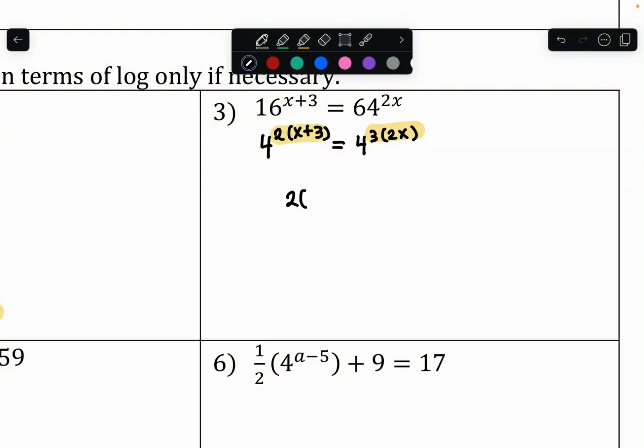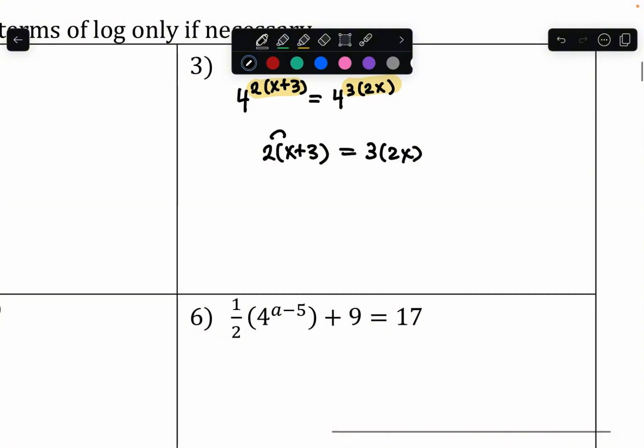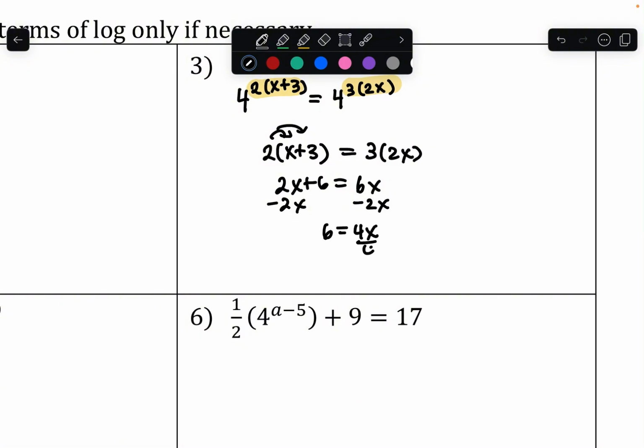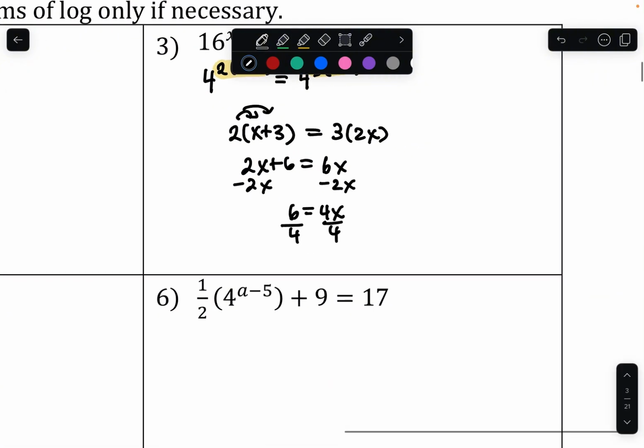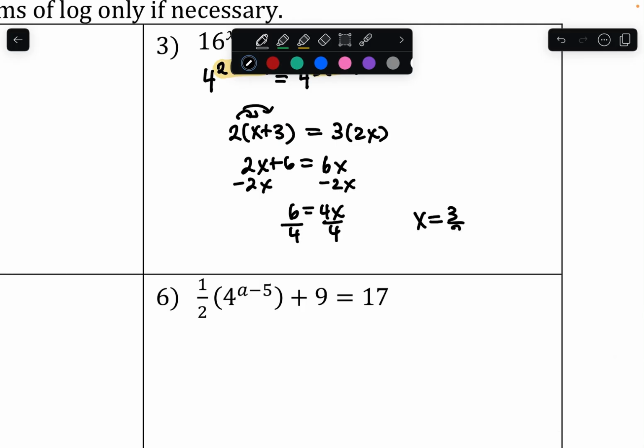Okay, and so now my common base is 4, and I can set the exponents equal to each other. Okay, and so 2 times the x plus 3 is going to equal 3 times the 2x, just setting those exponents equal to each other. So on this side, we distribute our 2 and get 2x plus 6. This side, we multiply 3 times 2 and get 6x. Then we can subtract 2x from both sides. Divide by 4. And that simplifies to 3 over 2. So 3 halves is our final answer.